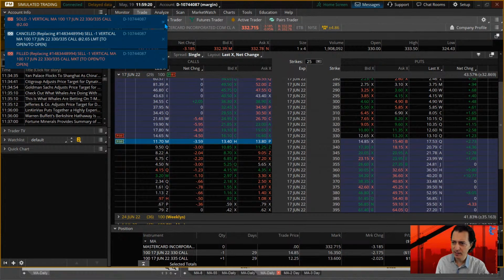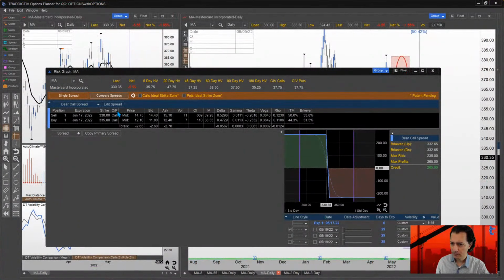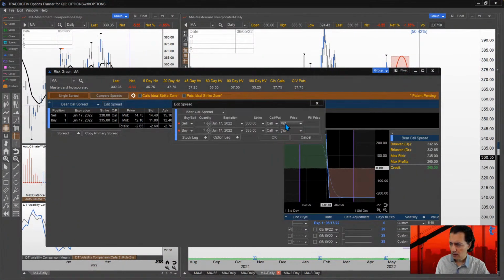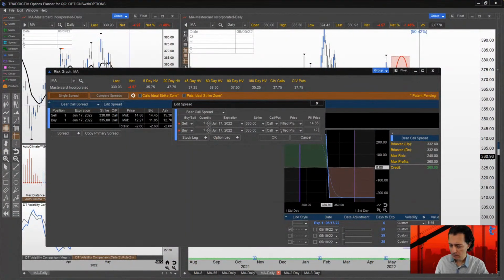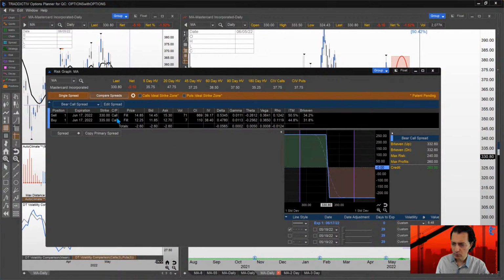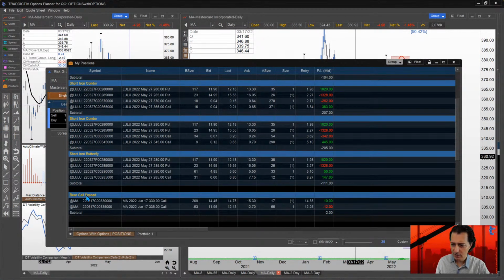Okay, so it gave me 260 in the end. So that is 1485. 12.25. Here we go, 216. So I'm going to copy this and place it on the positions panel. And we have it. Cool.